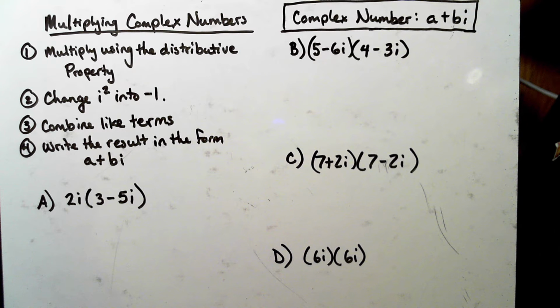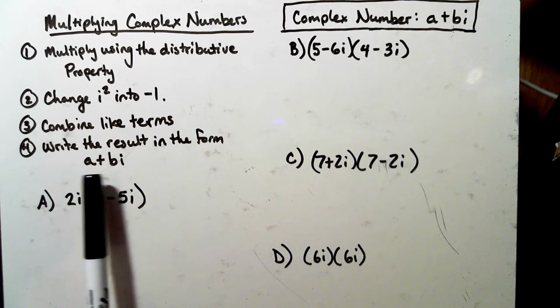Hello everyone, and welcome to a brief overview of how to multiply complex numbers. So I wrote out several steps here. You start by multiplying using the distributive property. Change any i squareds that you see into -1. Combine the like terms. And then make sure it's in the format that they've asked for.